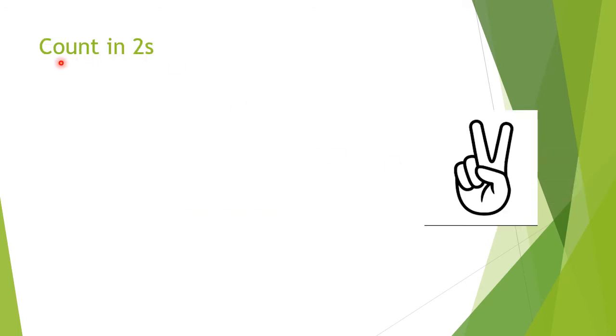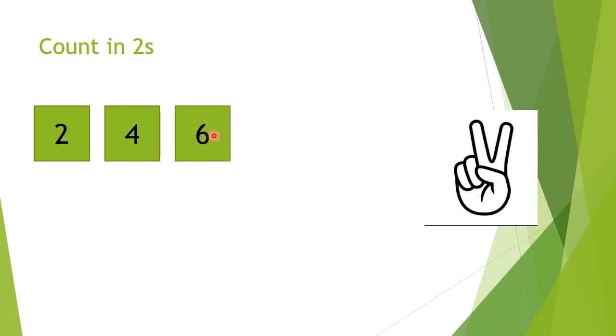Okay, so counting in twos, this is the same as multiplication of 2. So 2, the next number, add 2. So 2, use your fingers, after 2, 3, 4. So it means the next number should be 4. So 4, 5, 6. 6, and then 6, 7, 8. 8, 9, 10. 10.